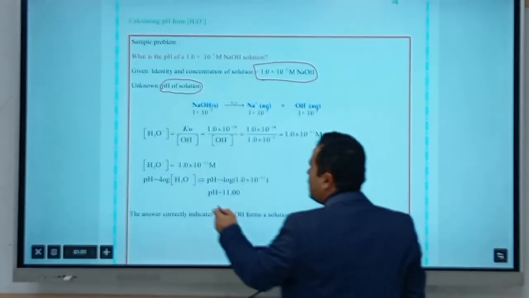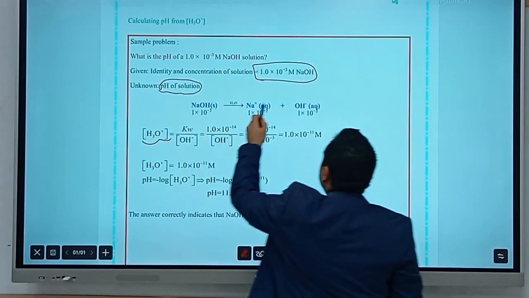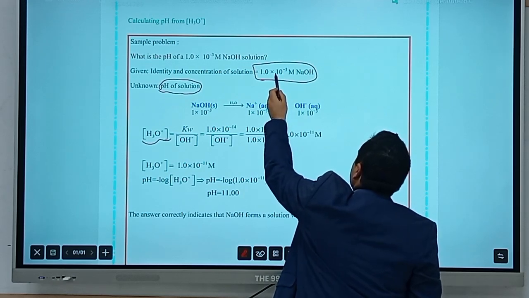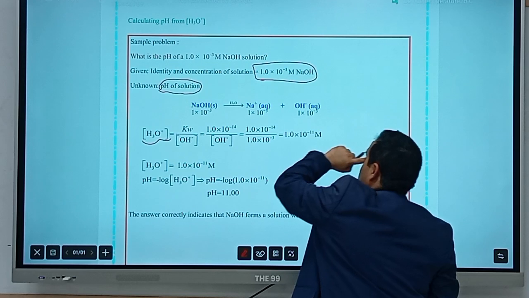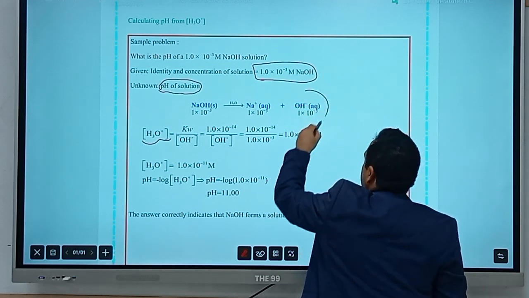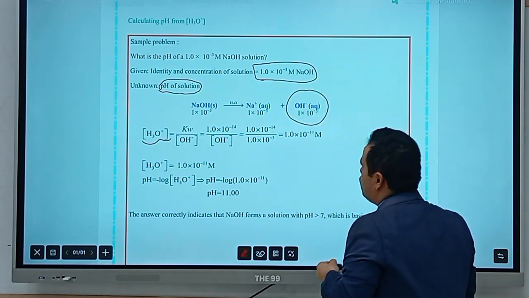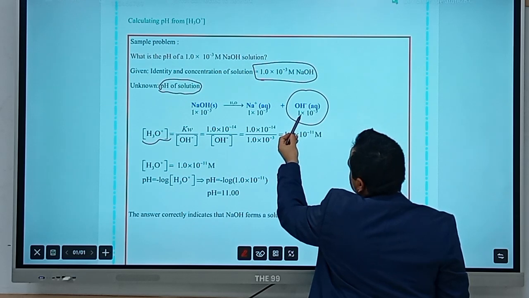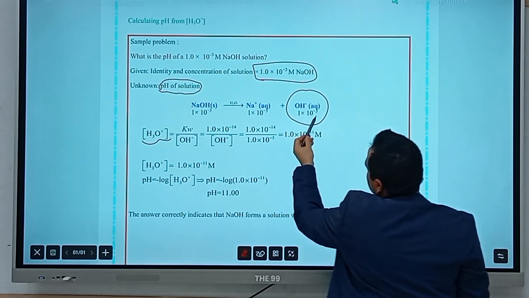First, you can calculate the hydronium. Hydronium is equal to this value of the NaOH. As I told you, this is the group 1 metal with the hydroxide. Directly, its concentration is equal to the concentration of hydroxide. And then this hydroxide is given by using the Kw value.